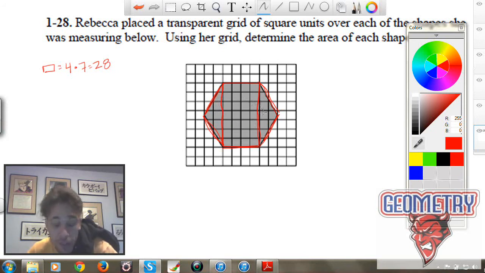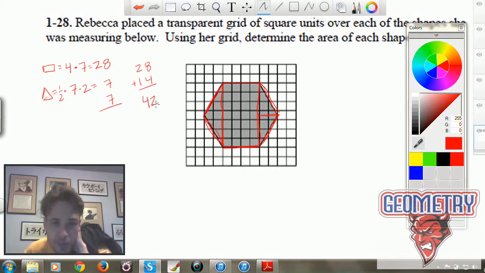Now, the triangle on the left is the same as the triangle on the right. And we know the area of a triangle is 1/2 the base times the height. Well, the base is 1, 2, 3, 4, 5, 6, 7. And the height, which is this distance right here, appears to be 2. So 1/2 times 7 times 2 is 7. Don't forget there are 2 of those triangles, so there's another 7 as well. So 28 plus 7 plus 7 is the same as 28 plus 14, which ends up being 42.